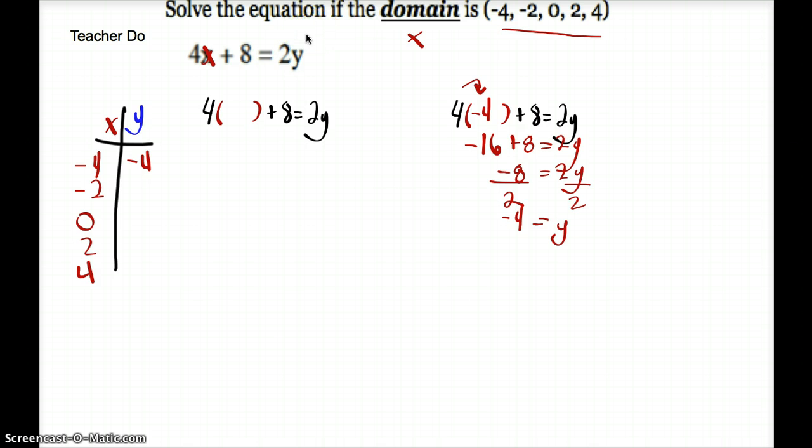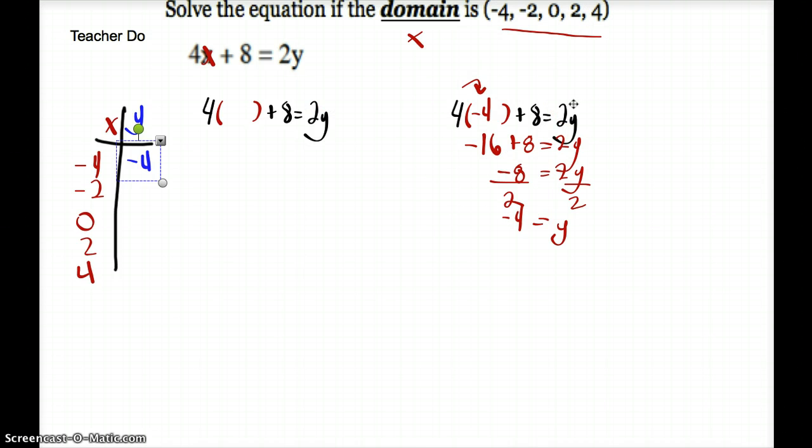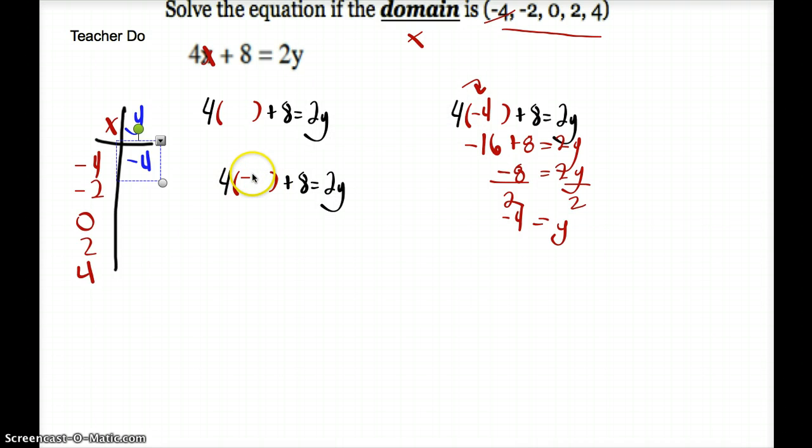Let's change this color so the colors match. This should be blue. Okay. Now we did that first one, this one, done. We'll do it again. And we'll use the next number, which should be negative 2. We'll solve again. 4 times negative 2 is negative 8, plus 8 equals 2y. 0 equals 2y. A lot of us forget that this is a 0 on the side. We divide by 2, divide by 2, y equals 0.